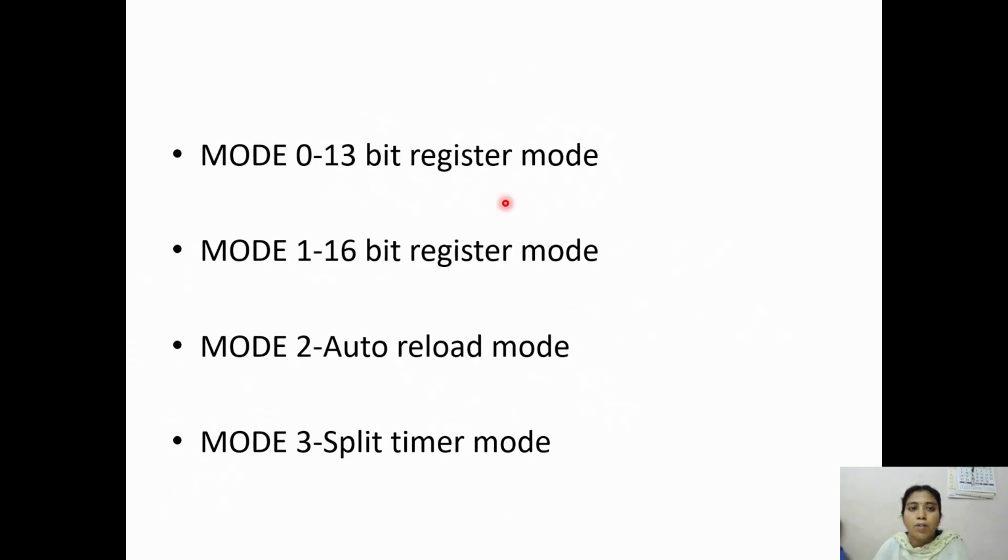There are 4 modes in the timer and counter register. Mode 0 acts as a 13-bit register mode. In mode 1, it acts as a 16-bit register mode. Mode 2 is the auto reload mode and mode 3 is the split timer mode.